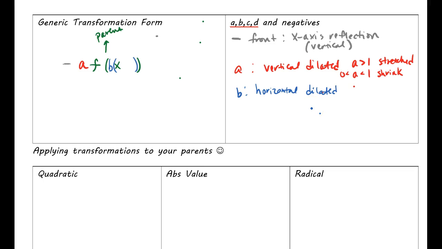And I should have put horizontally and vertically, sorry. Horizontally dilated. It's really difficult without doing a T-chart to see exactly what's happening. You're stretching and shrinking your graph, but you're doing so on the x-axis. And so it still makes it skinnier or fatter, but in a different way, and it's hard to do without a T-chart.